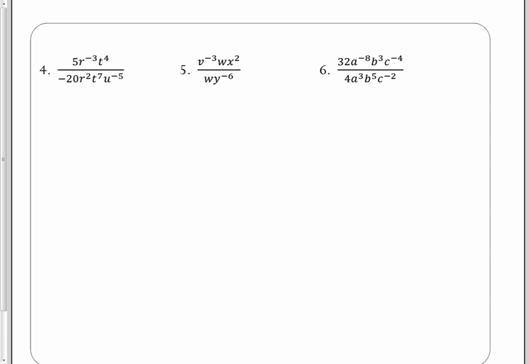You've got some choices. You don't all have to do the same thing at the same time. How would you start number 4? What would you deal with first? Numbers. If I was doing it, I would take care of the coefficients first. What is that reduced? Negative 1/4. It's considered good form to push the negative either to the side or the top.